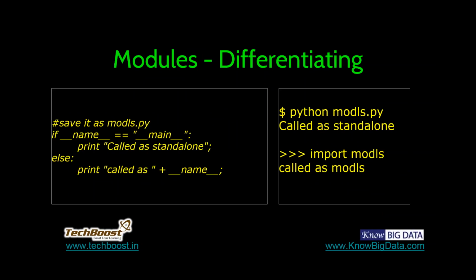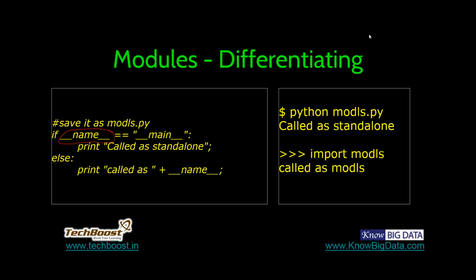Save it as modls.py. When we want to differentiate whether our module is run standalone or is being used by some other program, how do we differentiate it? There is a special variable, a special keyword called underscore underscore name underscore underscore. People call it underscore name. This is the special variable which stores the name of the file.